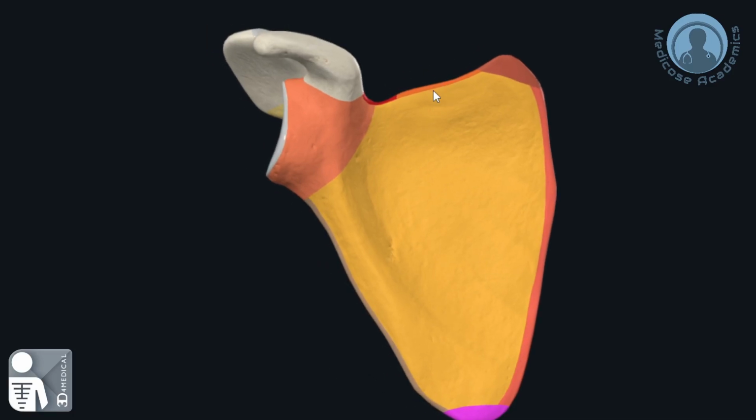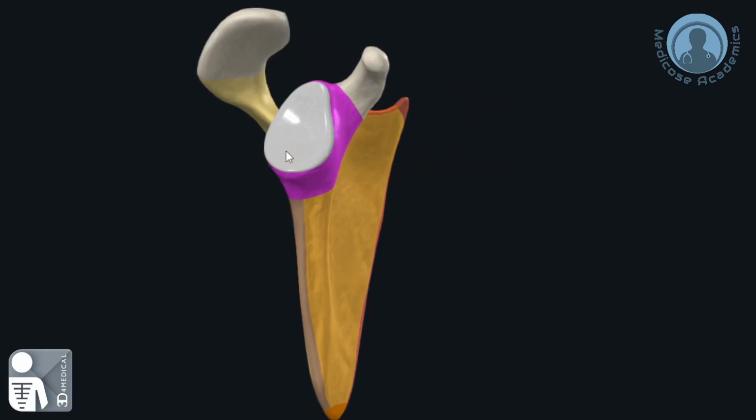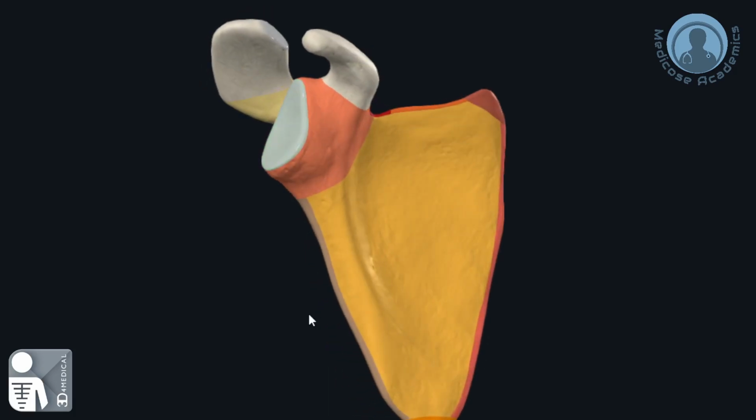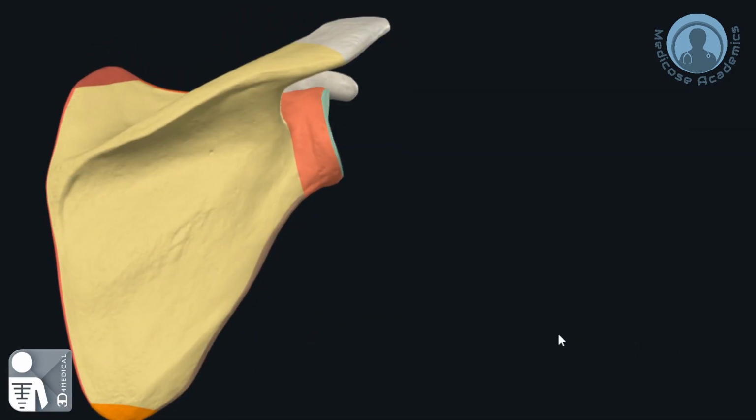And between the superior border, including the suprascapular notch, and the lateral border here, this is the lateral angle. The lateral angle is not as well defined as the superior and inferior ones, and it is basically this glenoid cavity that is counted as the glenoid fossa, that is counted as the lateral angle.